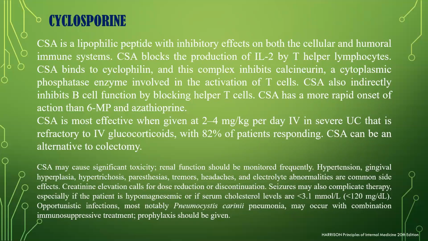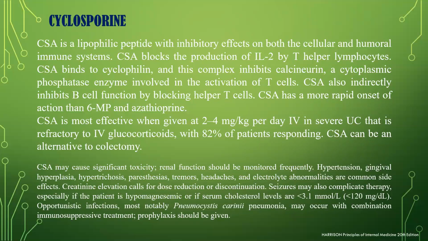Cyclosporine is most effective when given at a dosage of 2 to 4 milligrams per kilogram per day intravenously in severe ulcerative colitis that is refractory to intravenous glucocorticosteroids, with 82% of patients showing response. It can be an alternative to colectomy. It may cause significant toxicity. Renal function should be monitored frequently.